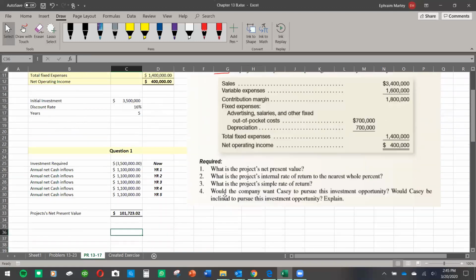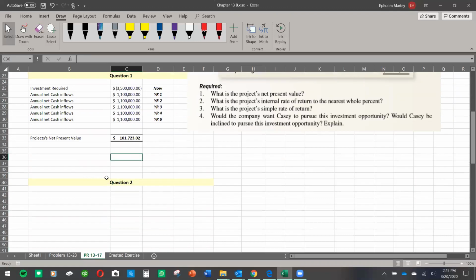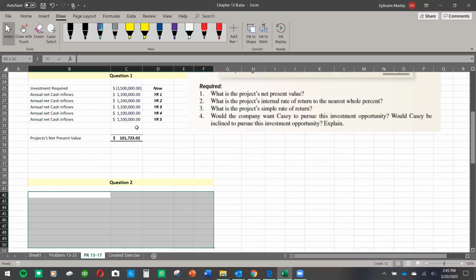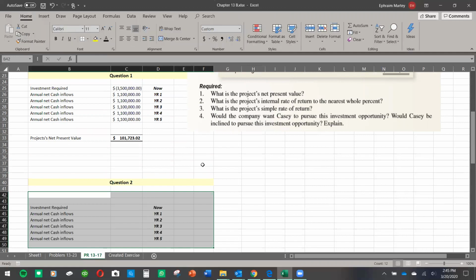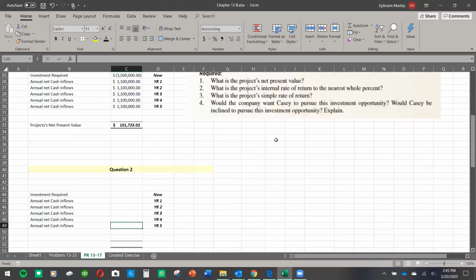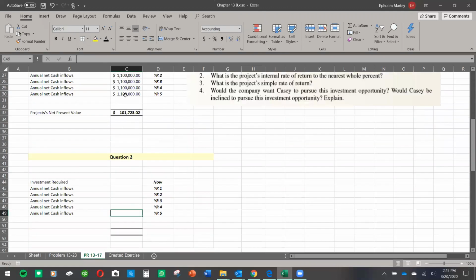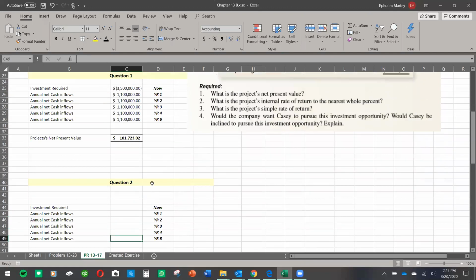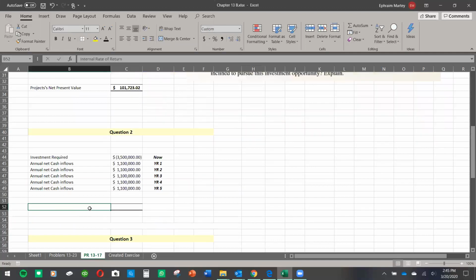What number 2? What does it say? What is the project internal rate of return for the nearest home? Okay, so I'm going to show you this rate of return. The project internal rate of return. Okay, so we have the same things here. We're going to use the same thing. So if you won't mind, I will just reference it. So we have the same amount here, internal rate of return.